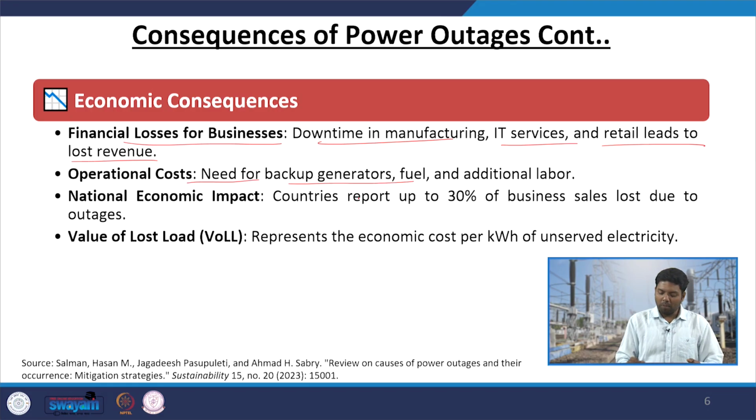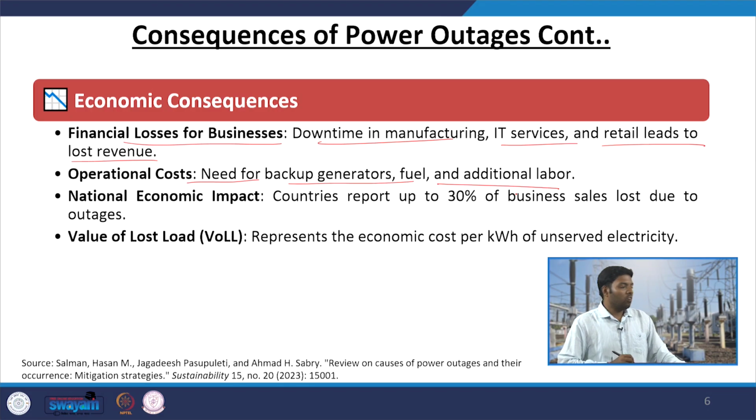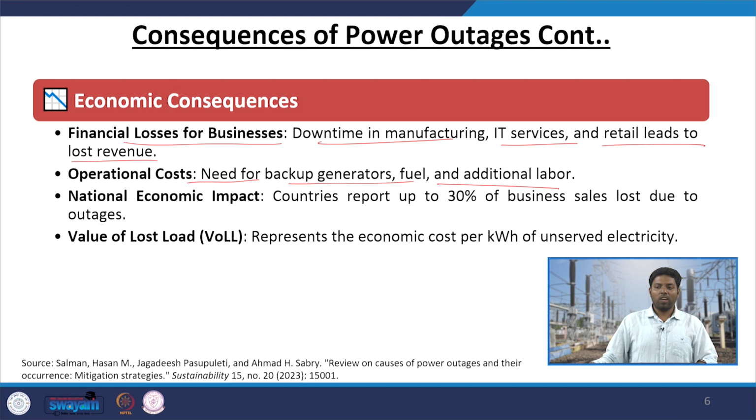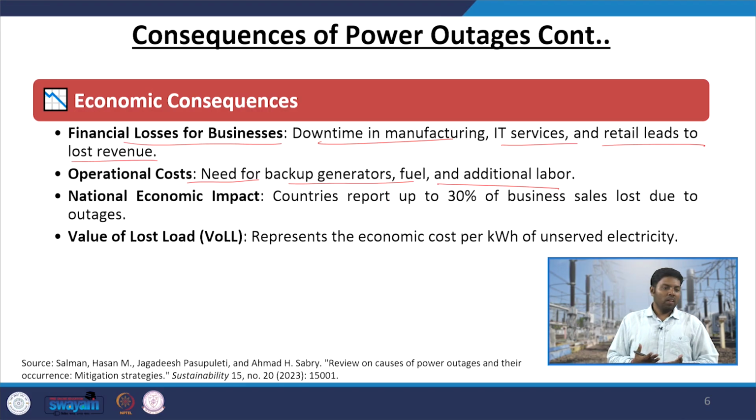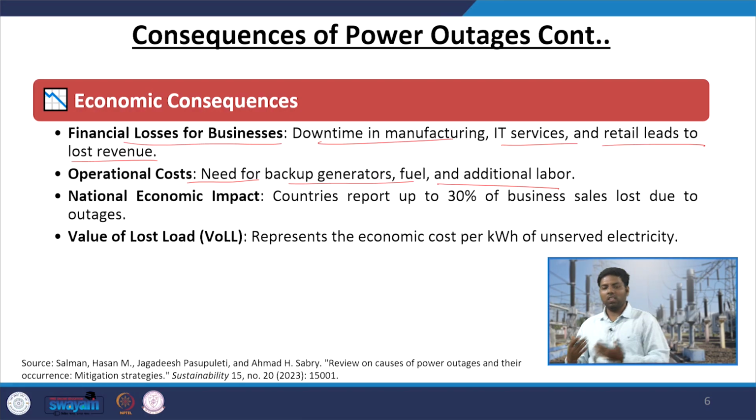Operational costs: need for backup generators, fuel and additional labor. So, if you have critical customers, let us say a hospital or a big government office, at that time you cannot afford to have a power cut to those critical customers. So, as a distribution utility, you have to turn on your backup supply, that means a costly energy producer. You have to turn on your diesel generator or take power from your storage. Everything is costly because storage installation needs a huge capital investment. So, your operational cost will be boosted.